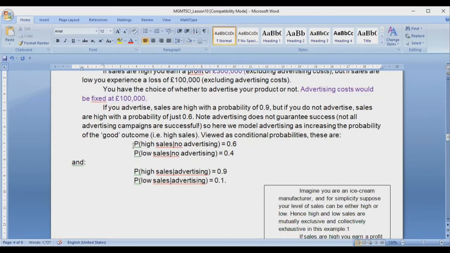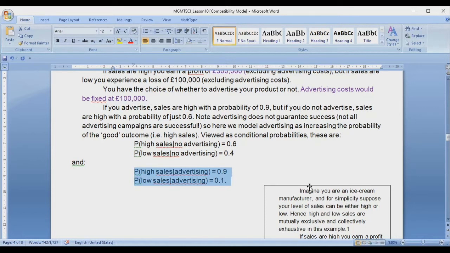given by the following. The probability of sales are high with no advertisement is 0.6. So automatically, the probabilities sum up to 1, so 0.6 subtracted from 1 whole is 0.4. That is the probability of sales are low with no advertisement, 0.4. And the probability of sales are high with advertisement is 0.9. Mathematically, the opposite of that, the probability of sales are low with advertisement, is 0.1.